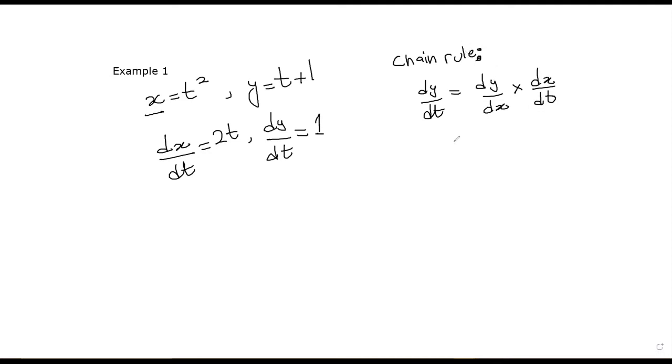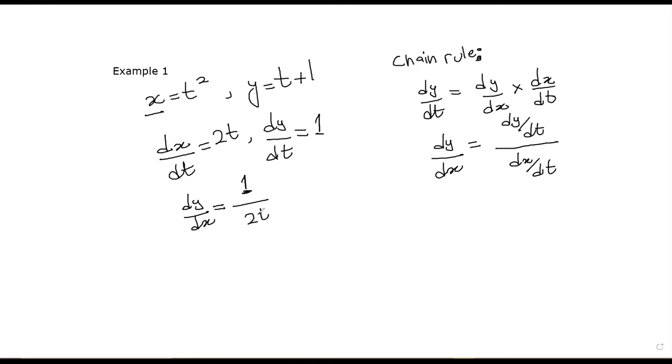So in order to find dy over dx, we will rearrange this chain rule and form it in this way, where dy over dt is divided by dx over dt. Let's apply this on this example. We are trying to find dy over dx. So we divide dy over dt, which is 1, by dx over dt, which is 2t. Therefore, we are able to find dy over dx. And this is how we can do it.